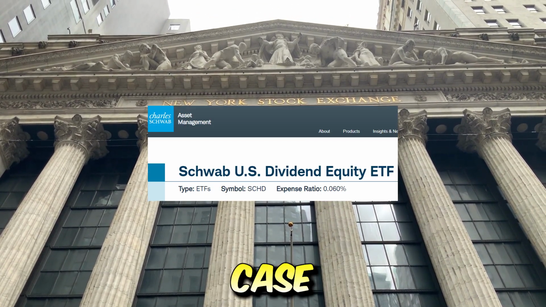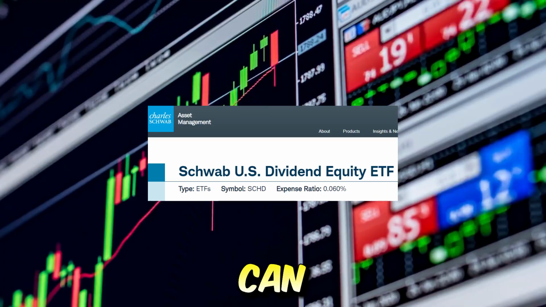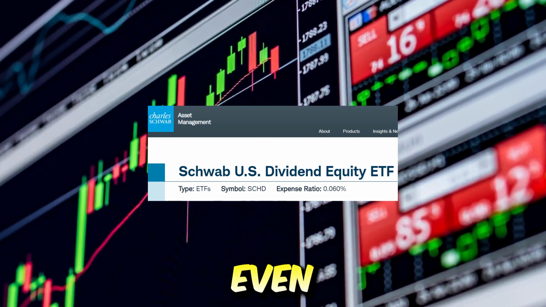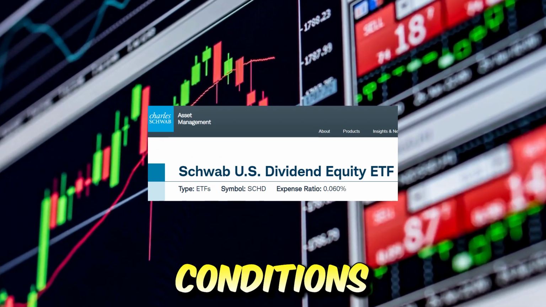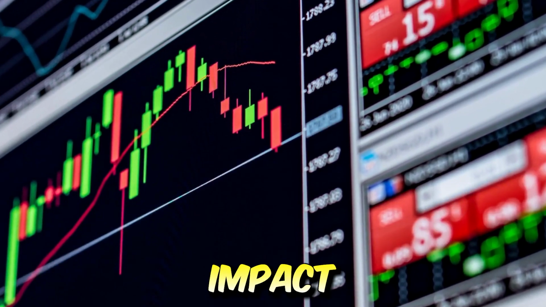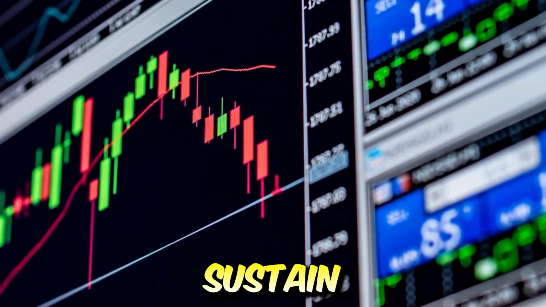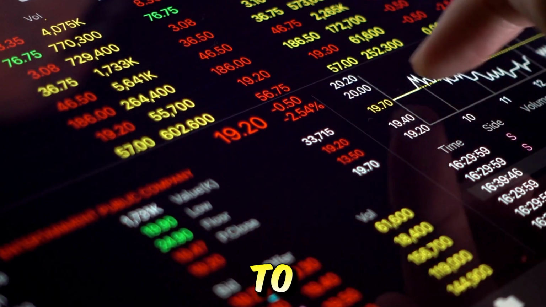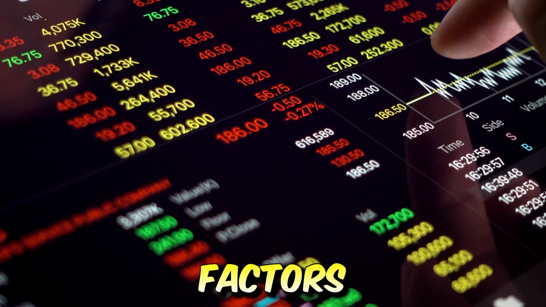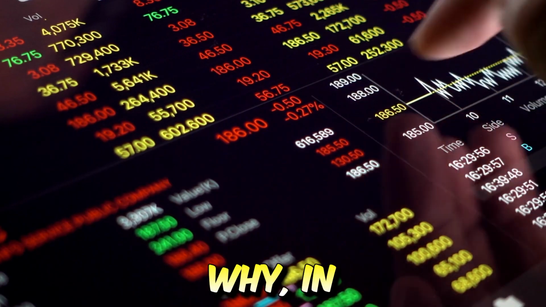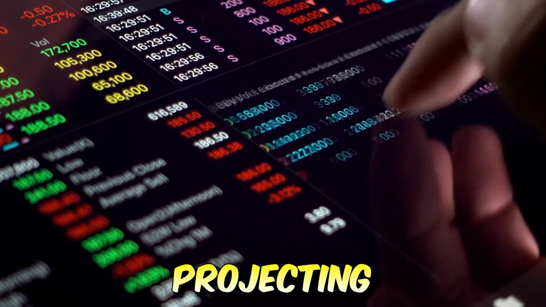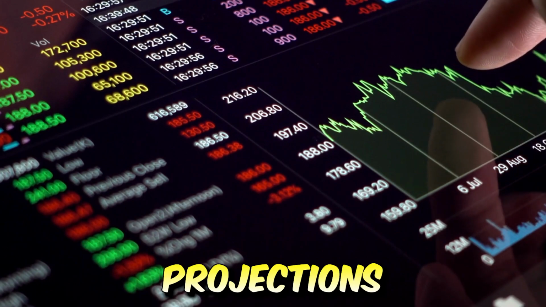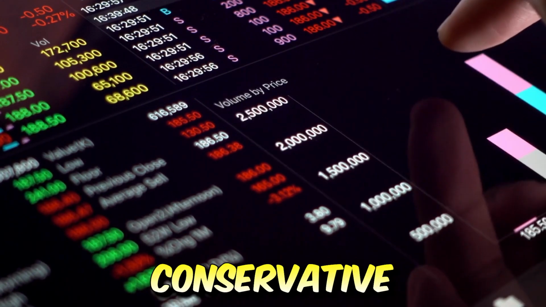Now, in SCHD's case, companies within the fund can definitely have dividend cuts or even suspensions in the future if conditions change. And these events would impact the ETF's ability to sustain or grow its dividend substantially. Overall, it's very challenging to accurately predict how these different factors will unfold over time. So that's why, in my opinion, when it comes to dividend growth projections or projections in general, I tend to be a little bit more conservative and look at things in the worst case scenario.